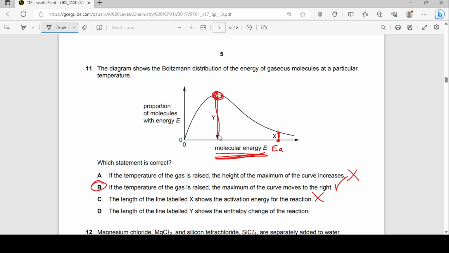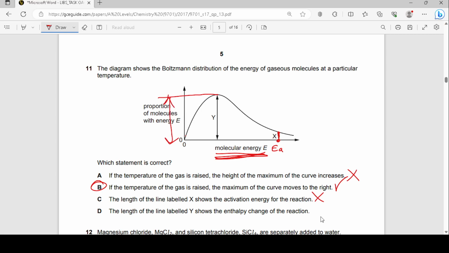So actually, the y-axis represents the number of molecules which have the most probable energy. The most probable energy means the energy that is at the peak of this curve. So the number of molecules that have the most probable energy is represented by the length of the line, y.